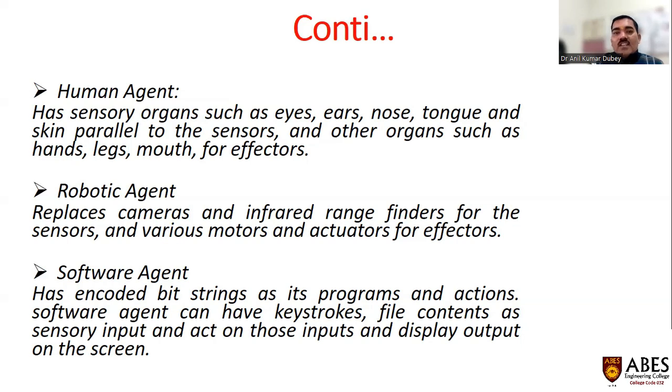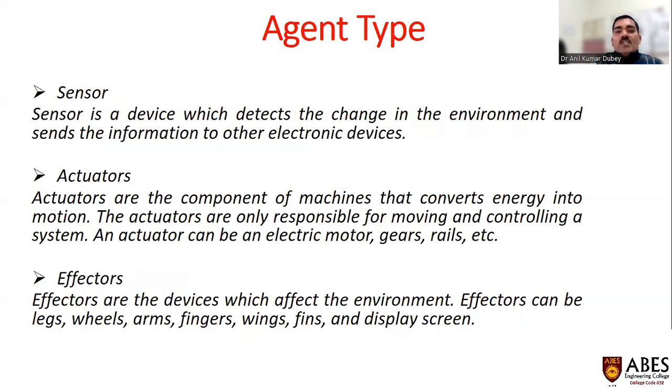So the three types of agents are human agents, robotics agents, and software agents. Now, agent types use sensors, effectors, and actuators. So what is a sensor? A sensor is an electronic device, designed for a specific task, with specific characteristics, to solve specific problems. A sensor is a device which detects changes in the environment and sends this information to other electronic devices.